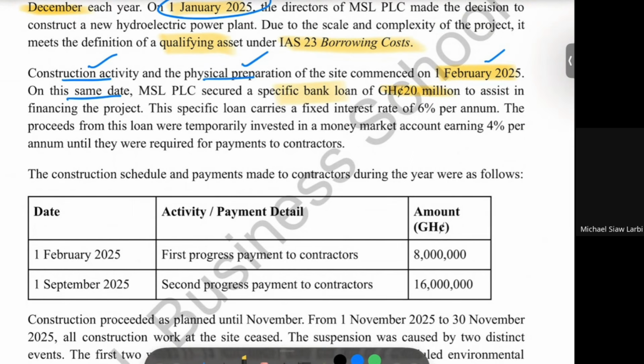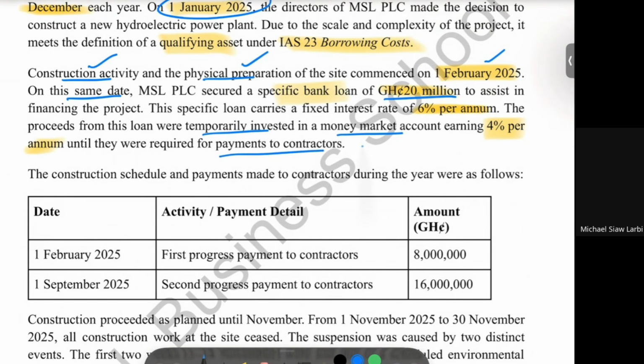Now, in IAS 23, you come across specific borrowings and general borrowings. A specific borrowing is one that was specifically taken to finance the project. Okay, so for that, you use the given interest rate on that loan. So we are told that the specific loan carries a fixed interest rate of 6% per annum. So we would use 6% for the 20 million Ghana cedi loan. The proceeds from this loan were temporarily invested in a money market account, earning 4% per annum until they were required for payments to contractors.